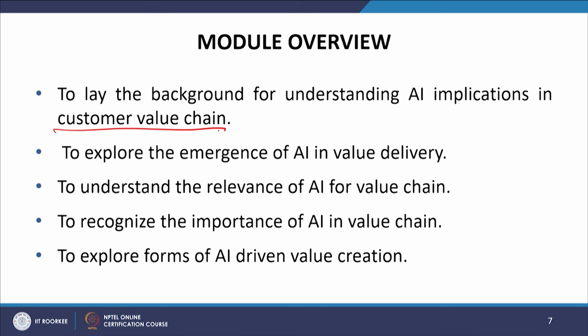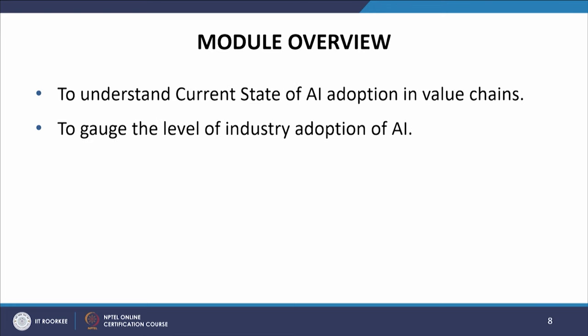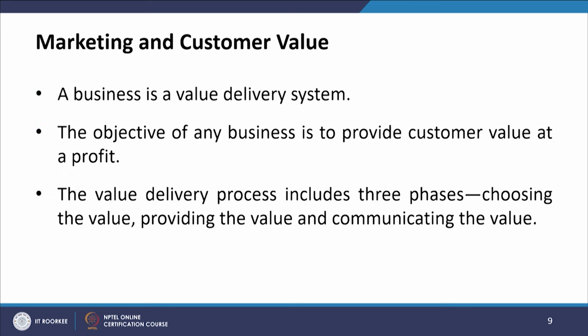So, let us start with Module 6, and these are the things that we will talk about in this module. To lay the background for understanding AI implications in customer value chain, that is already there in that Essentials of Marketing course. To explore the emergence of AI in value delivery, to understand the relevance of AI for value chain, to recognize the importance of AI in value chain, and to explore forms of AI driven value creation. Then we will talk about understanding current state of AI adoption in value chains and to gauge the level of industry adoption of AI.